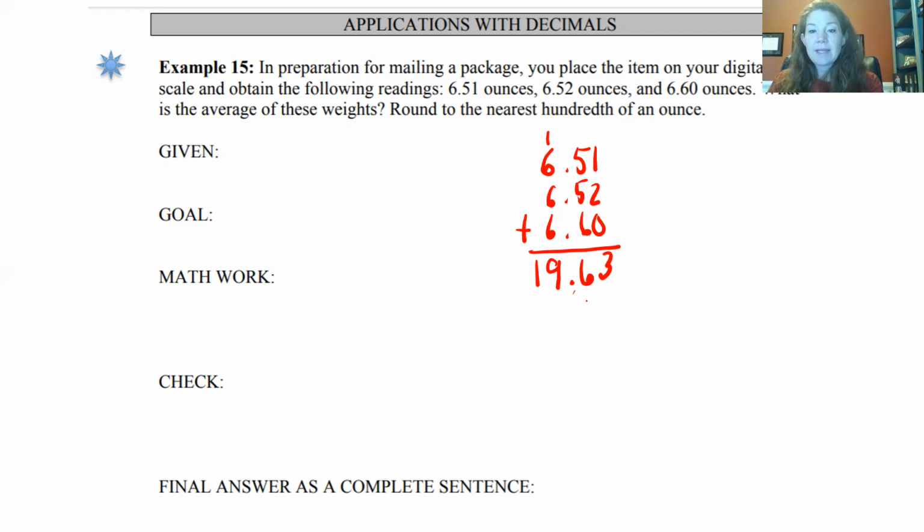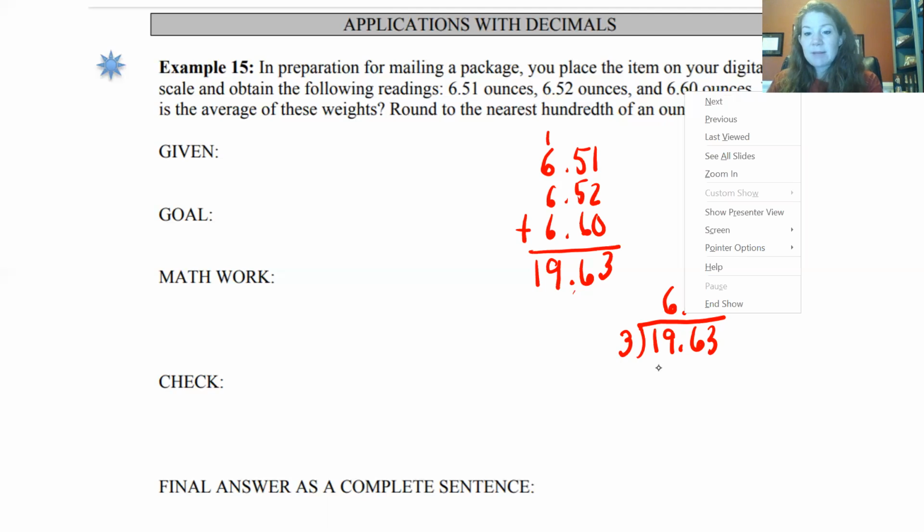So 19.63 is the total weight, and then I'm going to divide by 3 because we have 3 packages, or whatever it is. So then we're going to divide. So 3 goes into 19 6 times. I'm going to bring my decimal straight up. So 6 times 3 is 18. And then I subtract and I get 1, bring down the 6.